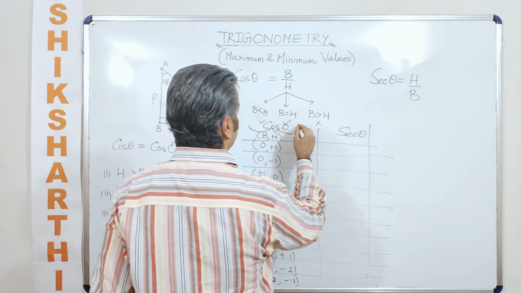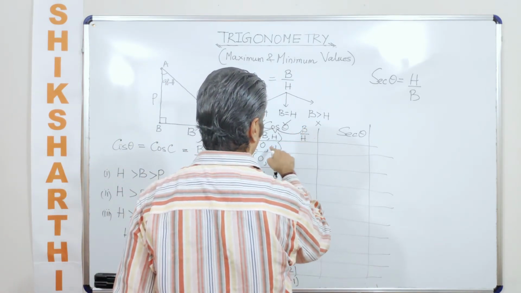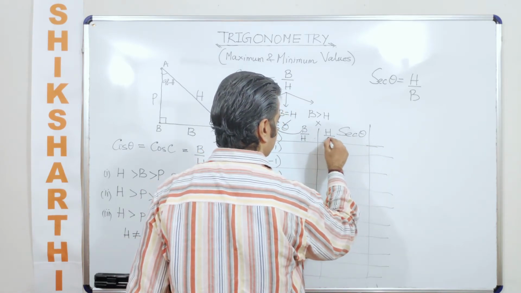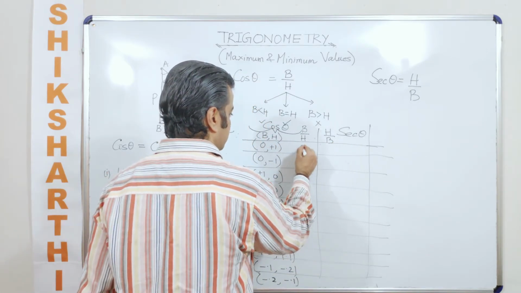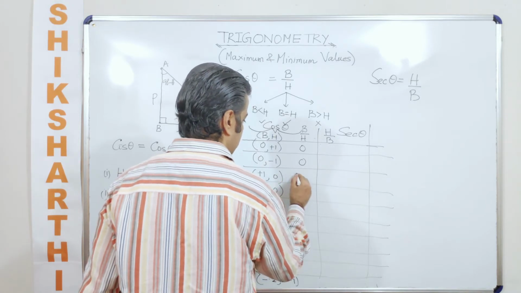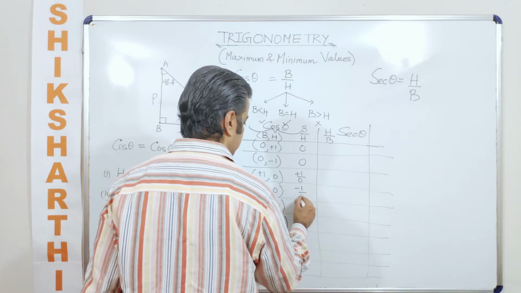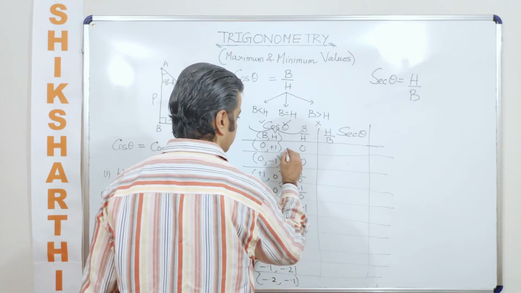So what are the values that we are going to find out here? We are going to find out the trigonometric ratio b by h for all these values. And here in this case, we are going to find out the values of h by b. Okay, how much is b by h here? 0. In this case, 0. In this case, b by h is plus 1 by 0. Here minus 1 by 0. Here minus 1. Here also minus 1.